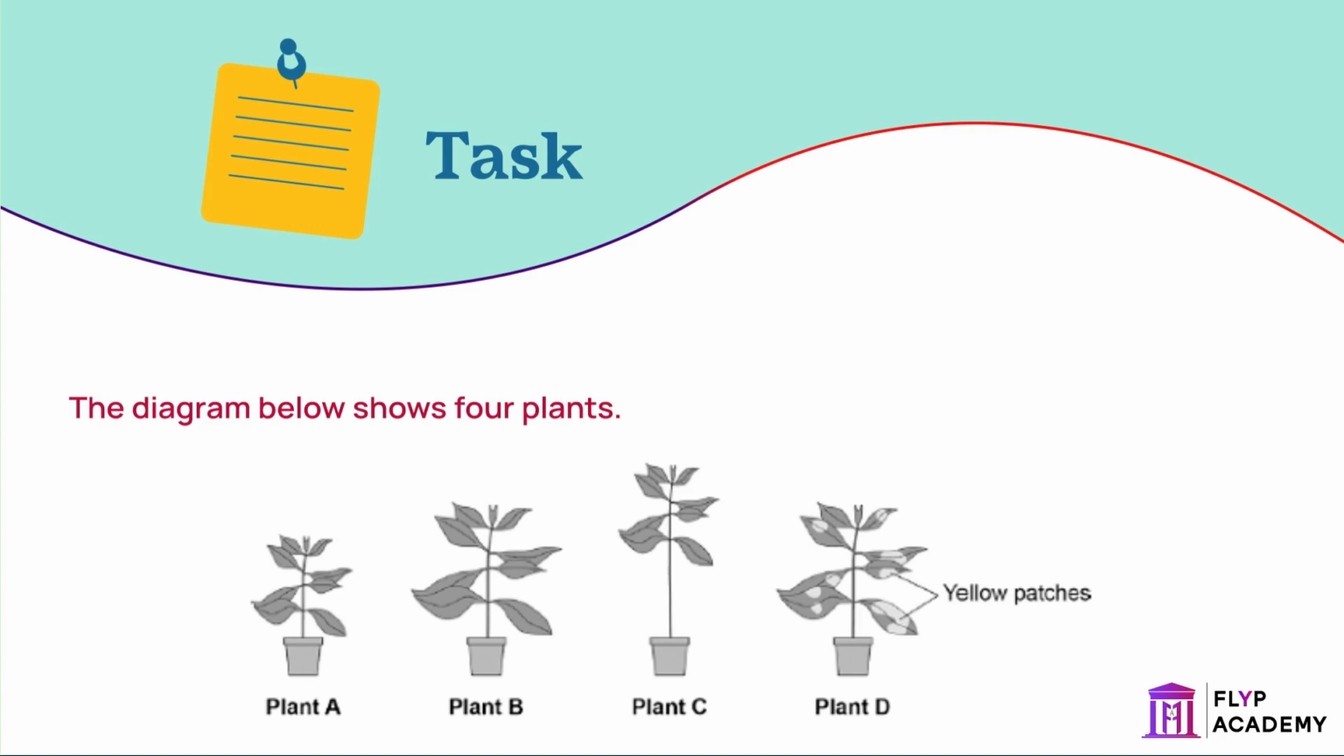Sunny area with nitrate and magnesium added to the soil. Sunny area with magnesium but no nitrate added to the soil. Sunny area with nitrate but no magnesium added to the soil. Dark area with nitrate and magnesium added to the soil.